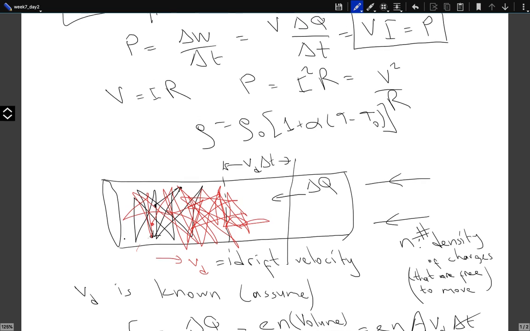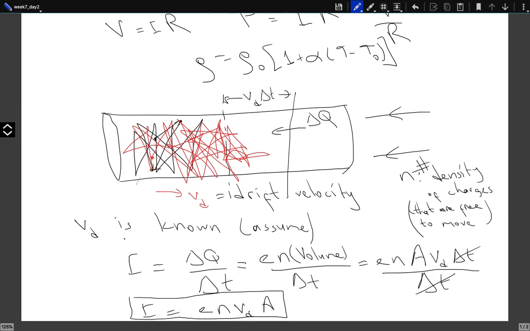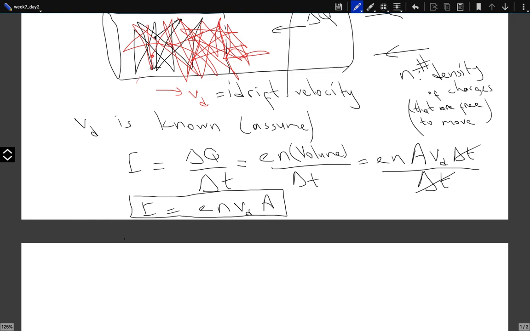Well, the volume is more or less a cylinder. The volume of a cylinder is cross-sectional area multiplied by the height. So A, the height is V times delta T. This is my A times V times delta T. This is my volume. So the delta T's just cancel. And hence, I have the current given by the charge density. So if a material has denser charge carriers, it will be a better conductor.